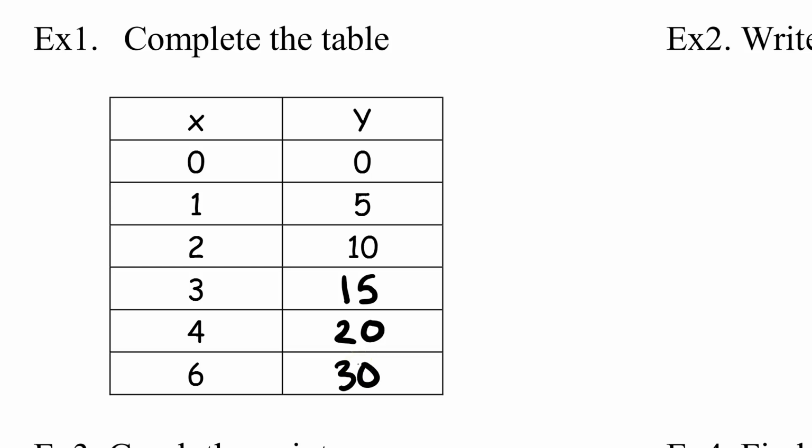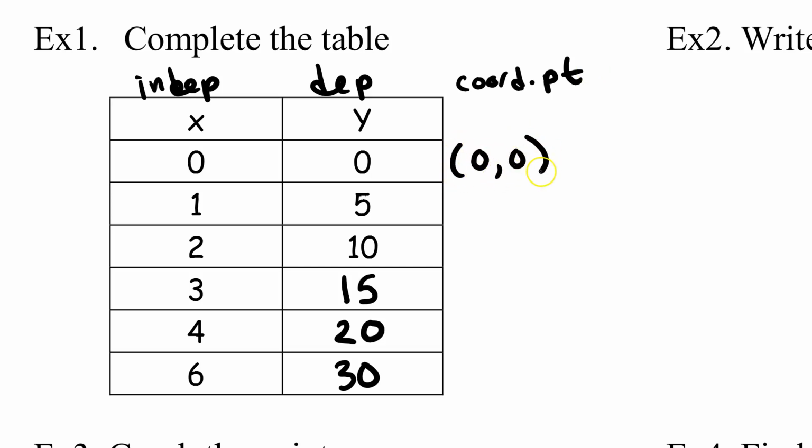Basically, what we're doing is we're taking the numbers, our independent, and we're multiplying that by 5 to get our dependent. That's just my short form, independent. If I were to write this as an ordered pair or coordinate point, and that's my short form for a coordinate point, I would write this one as 0, 0.